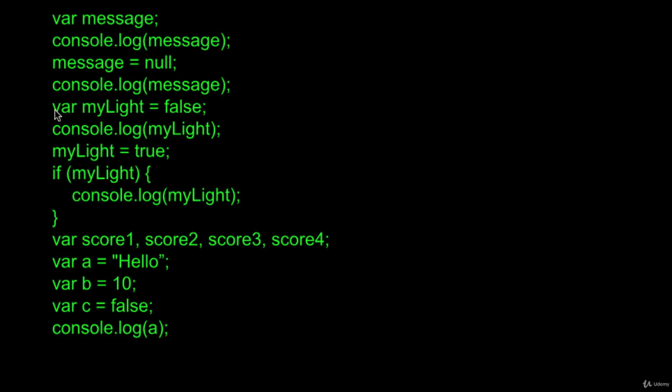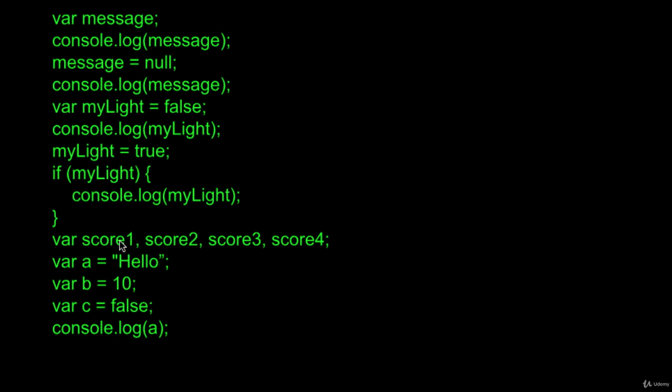When we want to use a boolean, this is a great case for using a boolean. We have our variable, we set it to our boolean value, which in this case is false. Then we log out the boolean value, so we're going to see false in the console log. Then we update mylight to be true. Then we check to see if mylight is true, and if it is, then it's going to output the message that's mylight.